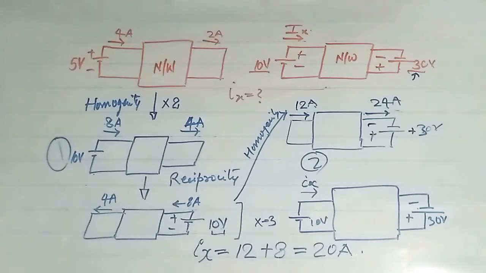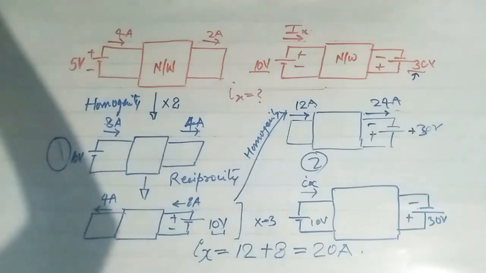So in this question we use multiple concepts of network theory. We use the principle of homogeneity, we use the principle of reciprocity, and ultimately we use the concept of superposition. I hope you understand this concept.